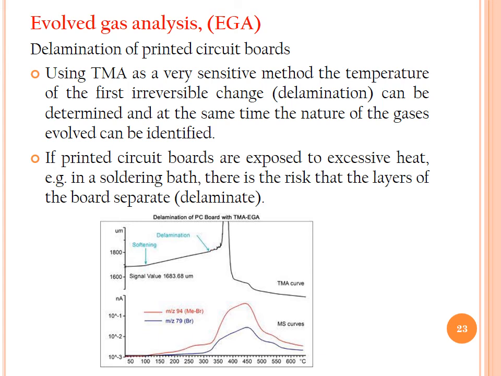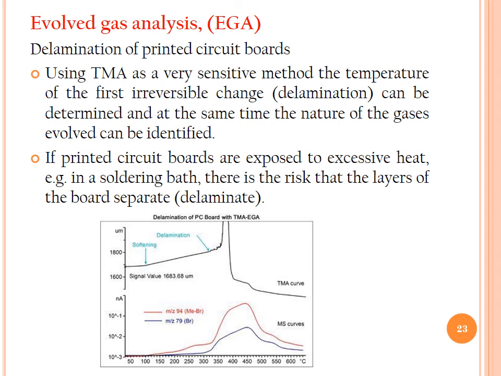Another example of evolved gas analysis is delamination of printed circuit boards. Using TMA, thermal mechanical analysis, as a very sensitive method, the temperature of the first irreversible changes, delamination, can be determined, and at the same time the nature of the gases evolved can be identified. If printed circuit boards are exposed to excessive heat, for example in a soldering bath, there is the risk that the layers of the board separate, meaning the layers can be delaminated.